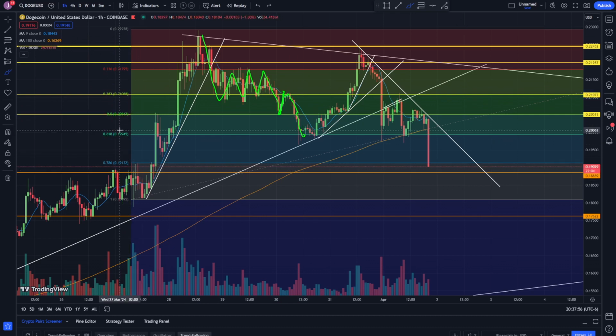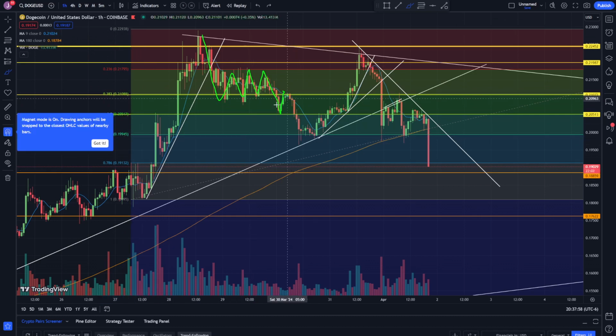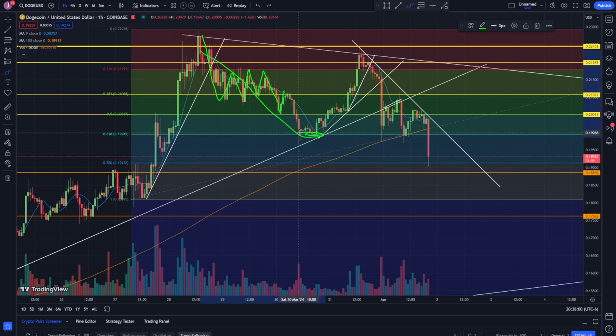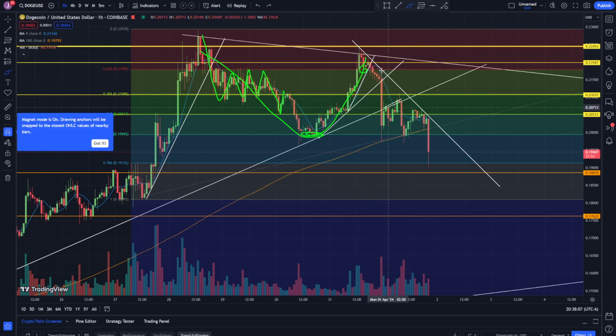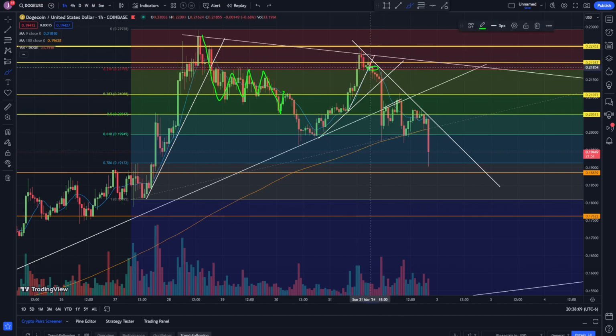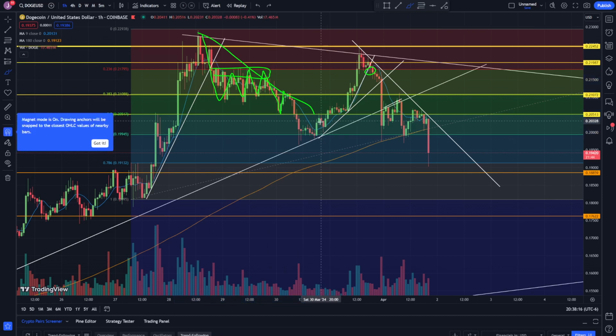But the 61% really came in handy. This one came down. If you would have got an order right here, it came back up all the way to the red line, a little bit above the red line. In my last video, this red line was my target because it was the red line plus the top of that falling wedge pattern that we were looking at.